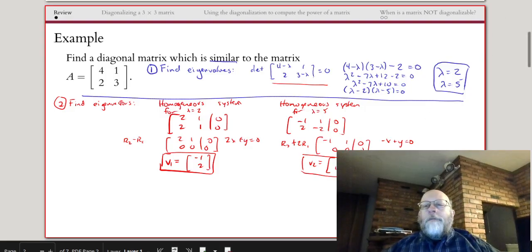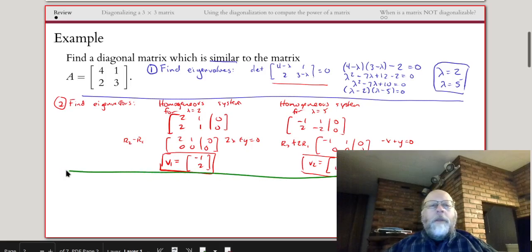So what we have now is that the matrix A takes this vector v1 by 2 and v2 by 5. And so the alternate basis v1, v2 is scaled by A.